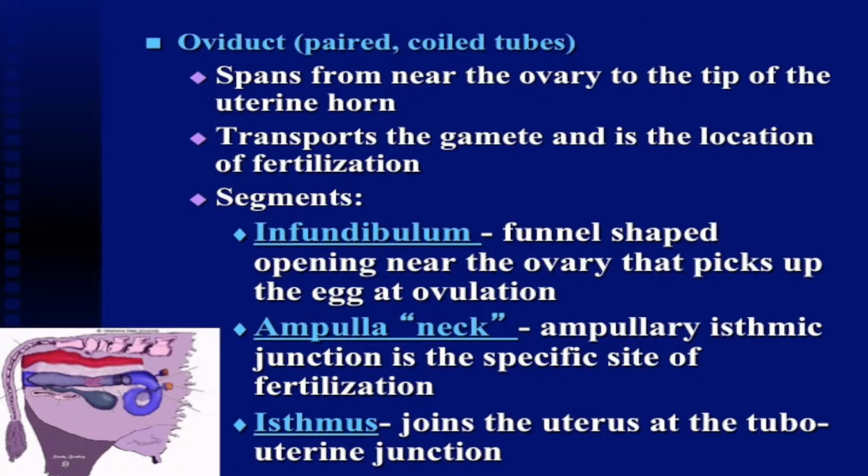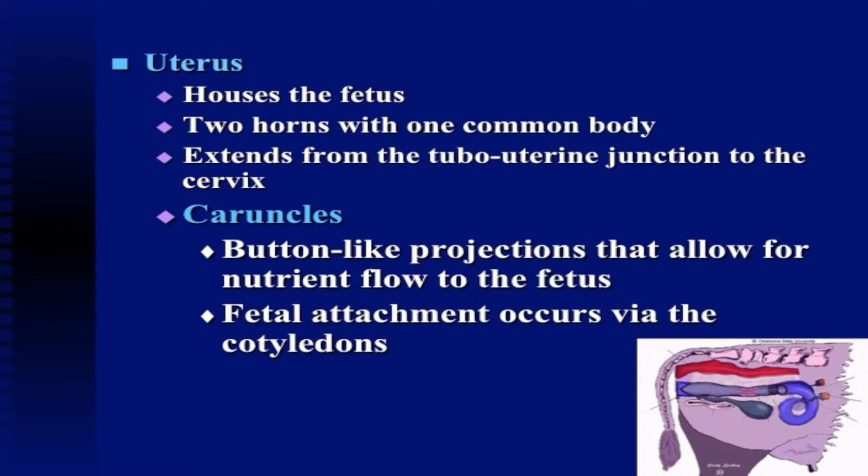From there, the next part of the reproductive tract is the uterus, and it houses the fetus. There are two horns with one common body. It extends from the tubouterine junction to the cervix. Again, the uterine horn is where the fetus is housed, not in the body of the uterus, so the fetus is going to be on one side or the other in the uterine horn.